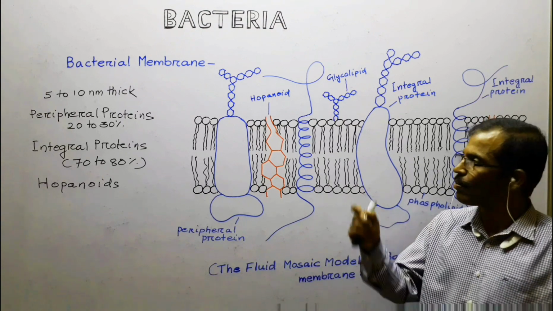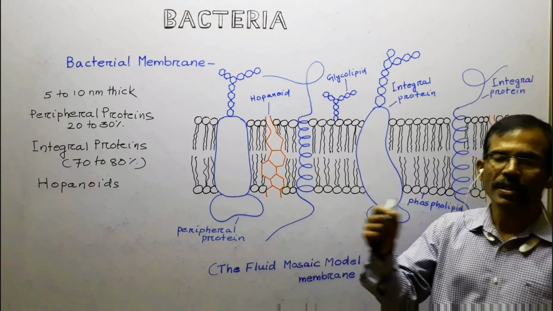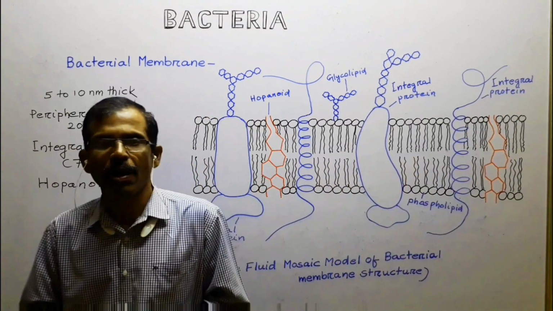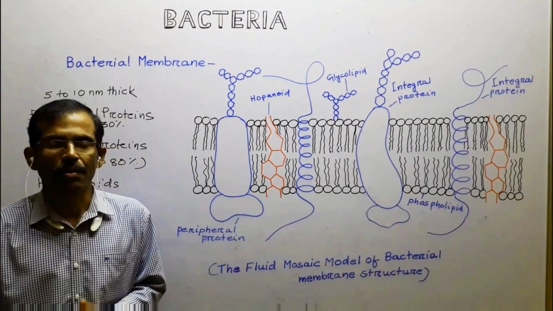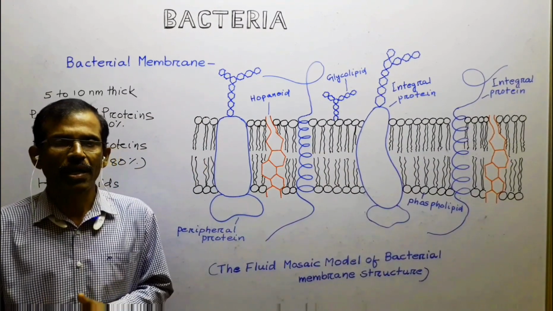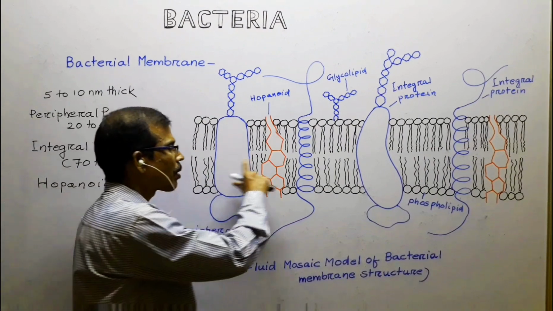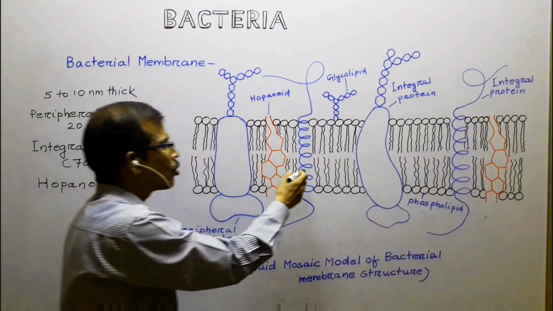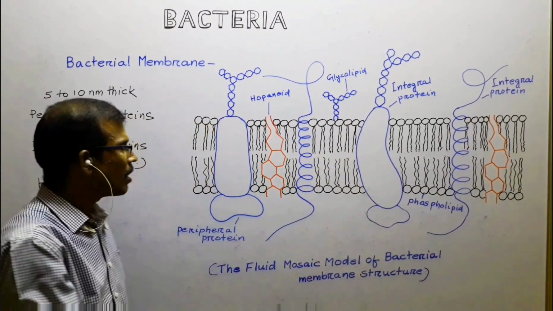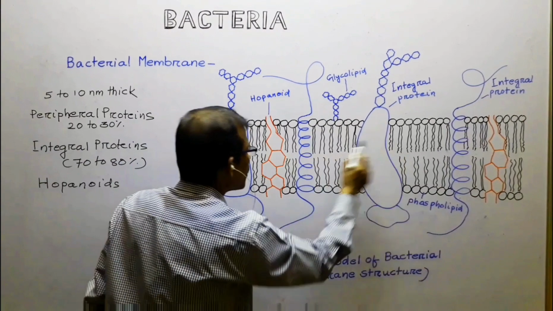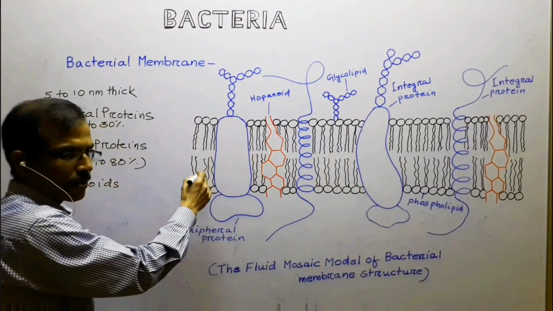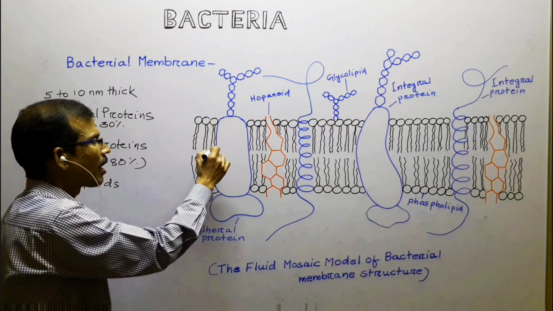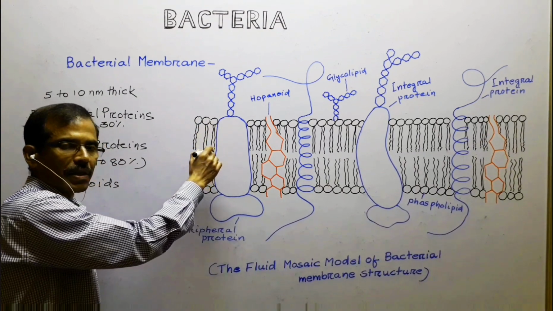The structure of plasma membrane is best explained by the fluid mosaic model, which was proposed by Singer and Nicholson. According to the fluid mosaic model, the plasma membrane is composed of a lipid bilayer in which protein molecules float. Here you can see that this is a lipid bilayer. There are two layers of lipid. This is the polar hydrophilic head group and this is the non-polar hydrophobic tail.